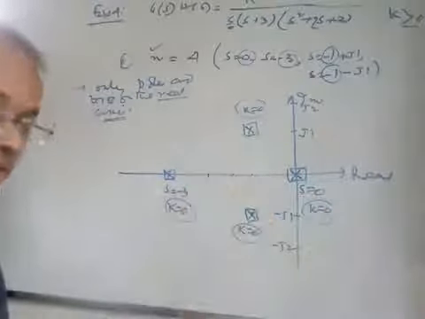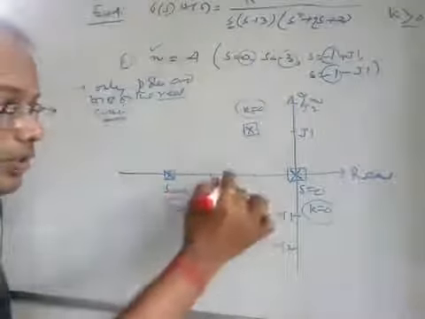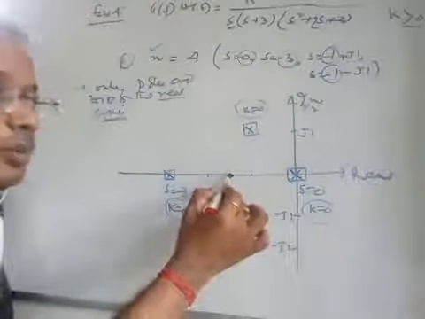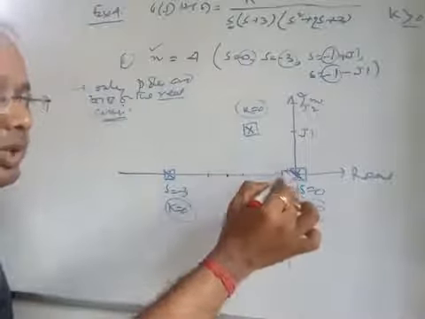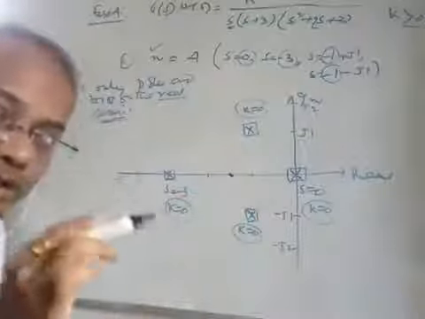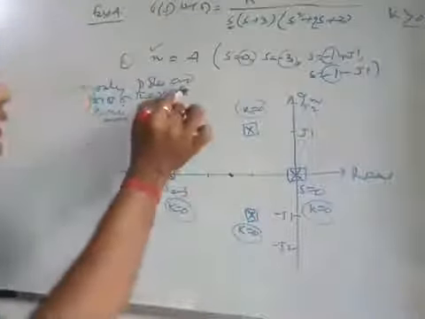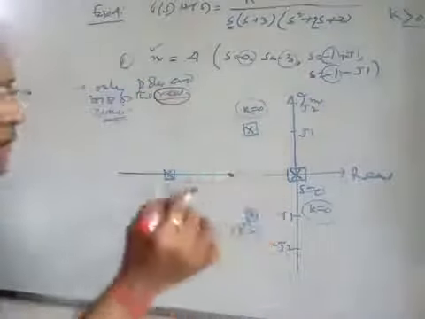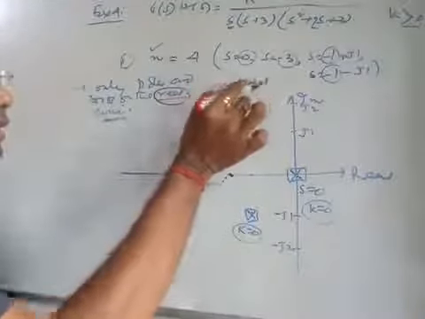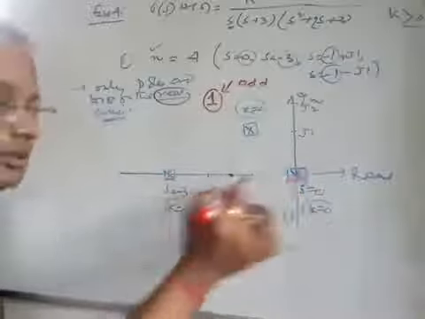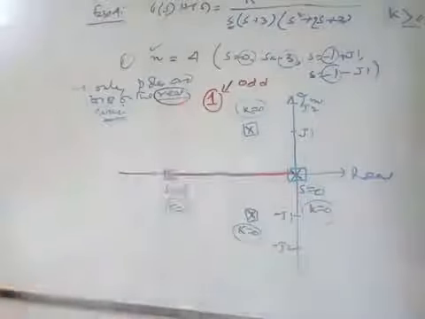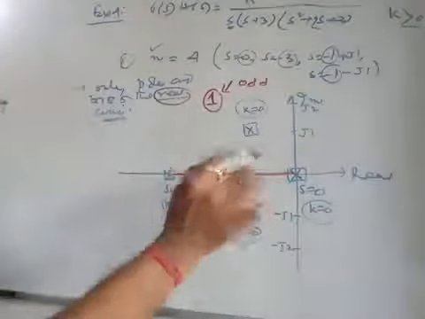So if this point is considered, what is the total number of poles plus zeros at the right-hand side of this point? The total number of poles plus zeros at this point is 1, because we are considering only the poles and zeros on the real axis. So that is 1. 1 means this is odd. If this is odd, we will have a branch. So there is a branch, right? We get a branch. Fine.